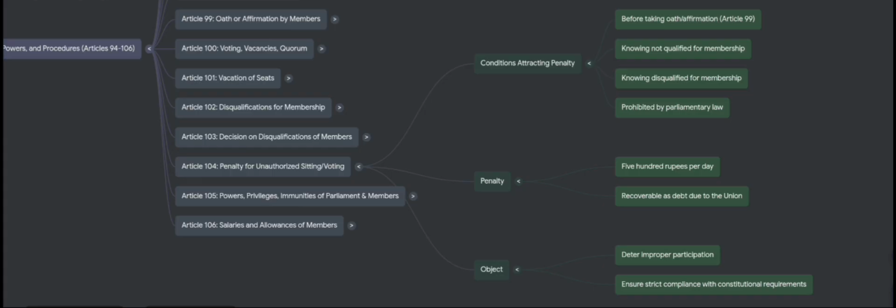Now, while Rs 500 might seem somewhat modest by today's standards, remember this was set by the constitution makers decades ago. More importantly, it's the principle. It's a symbolic constitutional slap on the wrist, a clear statement that such unauthorized participation carries a tangible financial consequence and constitutes a serious breach of constitutional requirements. And of course, prolonged violations can lead to significant cumulative penalties, underscoring the seriousness of the breach. If someone knowingly sat and voted for, say, 30 days while disqualified, they would owe 15,000 rupees, not insignificant.